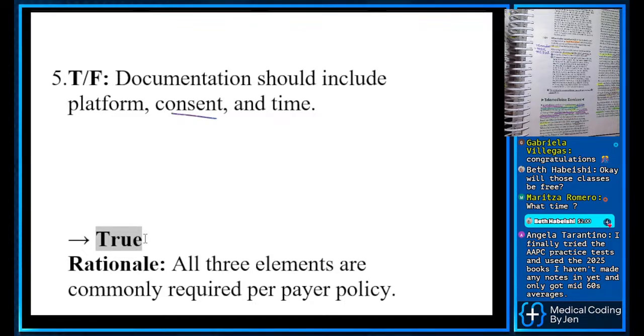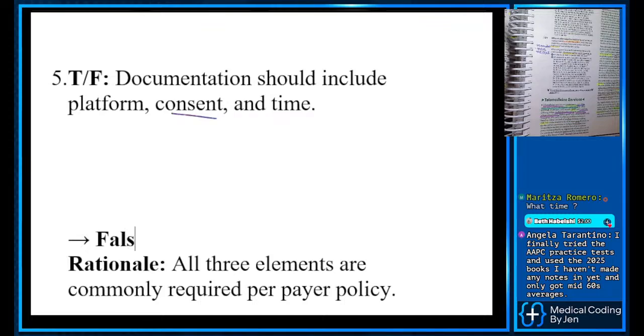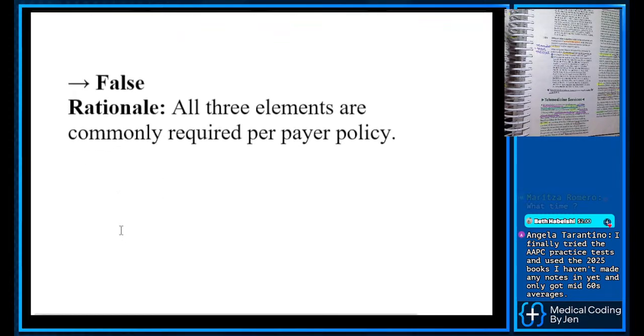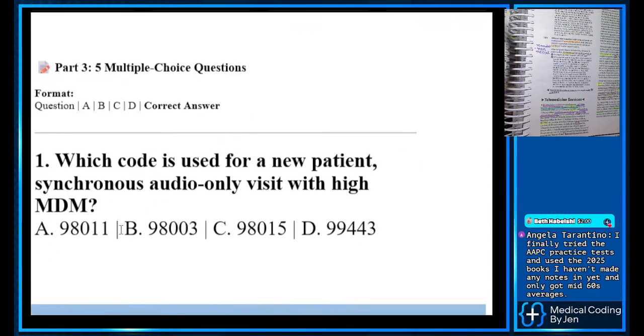I think this one's false. We don't need consent. How can you write the first question and say consent is not needed, and then write it as true here that you need consent? But it depends on what you're talking about. What are we talking about? Documentation should include platform, consent, and time. Platform, yes, they need to know what you're on, Epic or whatever, but I think this one's false. We don't need consent. Anyway, it's just playing around with ChatGPT. I don't think they got that one correct.